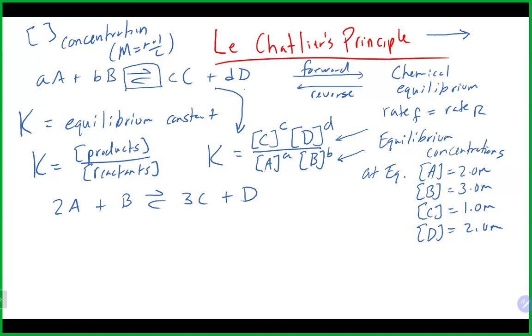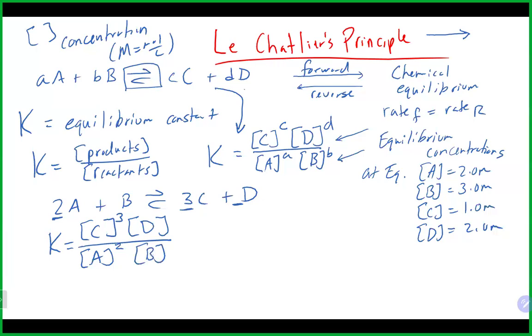If we wanted to calculate the equilibrium constant value, we could write our expression, which would have our products, which in this case would be C, and we would cube it because of the coefficient there. We would multiply it by D. The coefficient here is 1, so we don't have to do anything to it. We will divide it by the concentration of A, and the coefficient is 2, so we would square it because of the 2. And for B, the coefficient is 1, so we just take it to the first power.